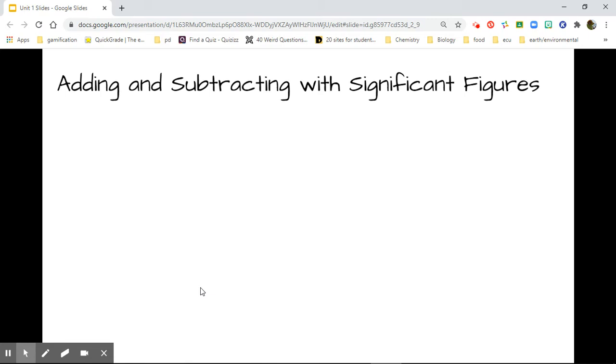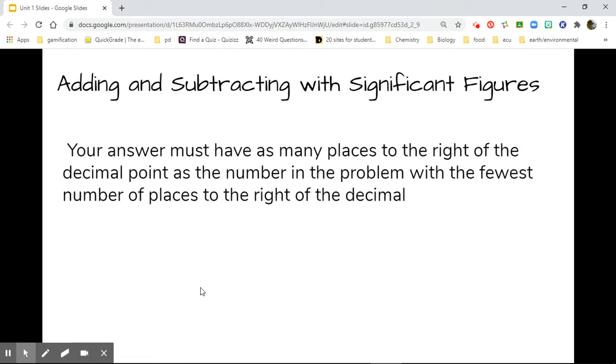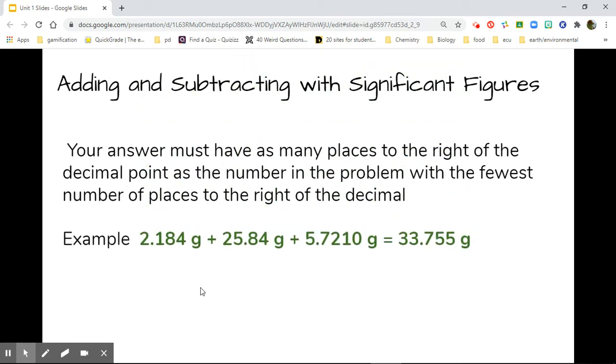the way to determine how many significant figures your answer has is to look back at all the numbers in the problem. Find the one with the least amount of numbers to the right of the decimal point, and that will be the amount of numbers that you need to round to in your answer. If you've heard the saying, a chain is only as strong as its weakest link, well, we need to find the number that's the weakest or the least accurate, or the one with the least amount of numbers past the decimal point. So if we look at this example, you can see here we have 5 numbers.